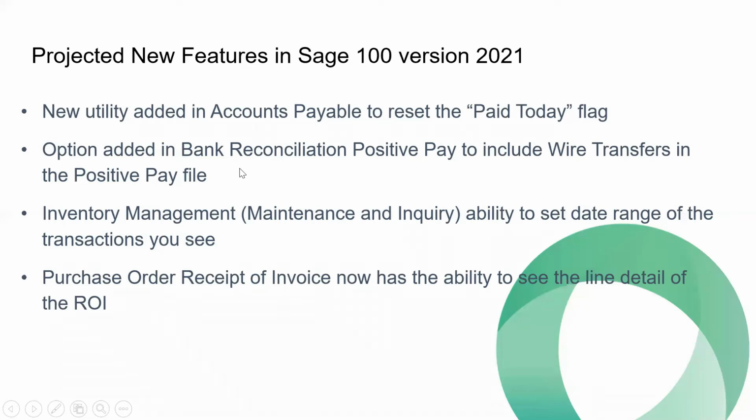In Positive Pay, that's available in the bank reconciliation module, they're adding a feature to say whether or not you want to include wire transfers in that Positive Pay file. In inventory management, in the maintenance screen and the inquiry screen, they're adding the ability to set a date range for the transactions that you see. So you can simplify if you just want to see transactions from 2020 and 2021 versus seeing all of the transactions on those maintenance and inquiry screens.